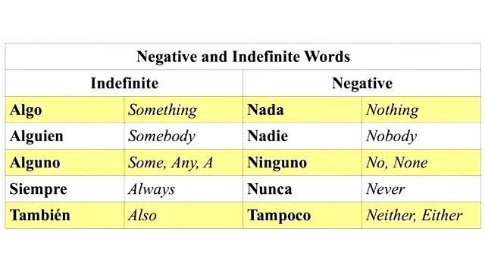Algo, nada. Something and nothing. Alguien, nadie. Somebody and nobody. Alguno, ninguno. Some or none. Siempre, nunca. Always and never. And last, también, tampoco. Also or neither.